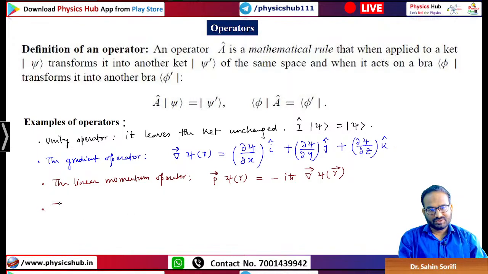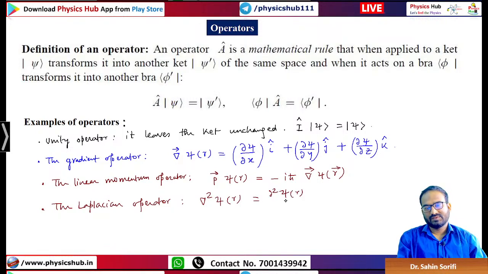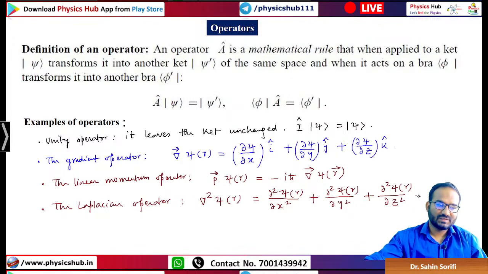Let's talk about the Laplacian operator. You all know about it, you have read it in electromagnetic theory. The Laplacian operator is denoted by grad square psi of r. So del square psi of r you can write, or simply write del square psi by del x square plus del square psi by del y square plus del square psi by del z square. So this is the Laplacian operator.